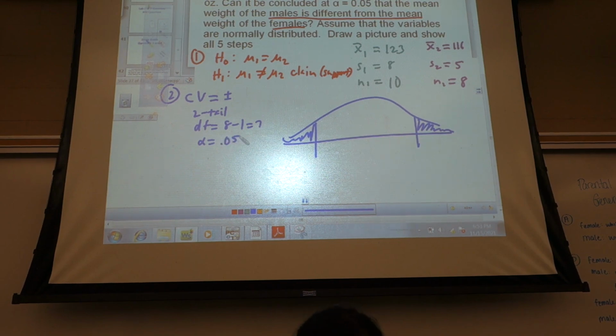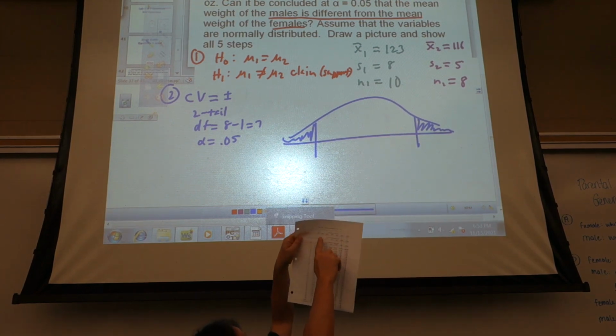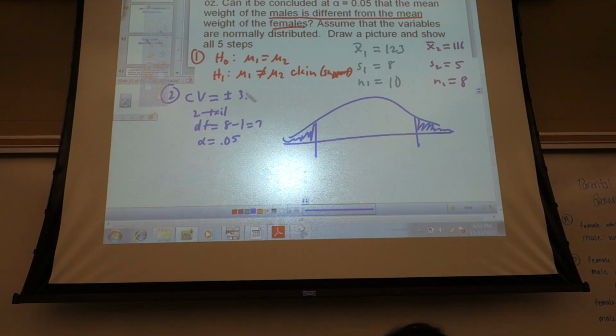So let's see, 2-tailed, that's the middle row here. And it's going to be 0.05, so the third column, and down to 2.365. Oh, yeah, plus or minus. I got that already. So minus 2.365 and positive 2.365. All right, step 3.